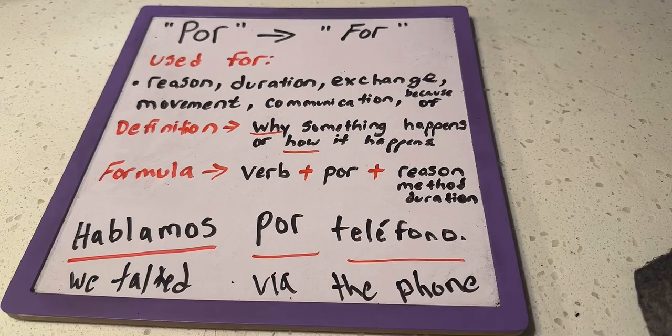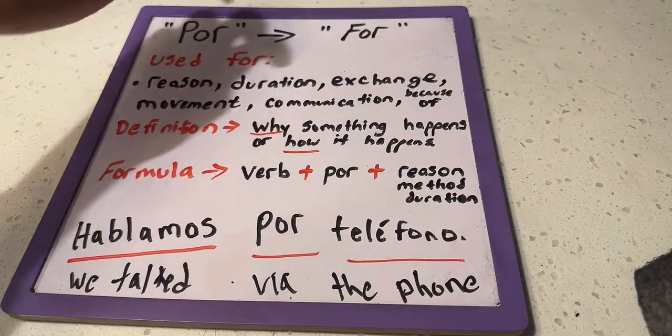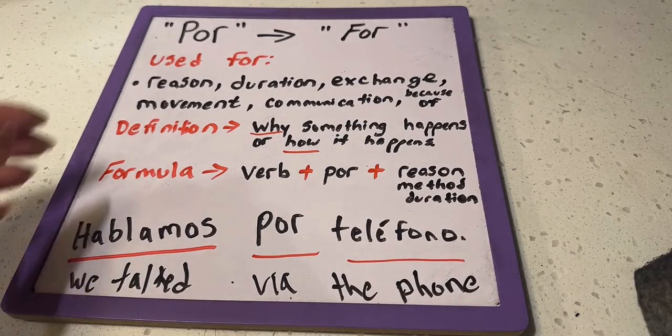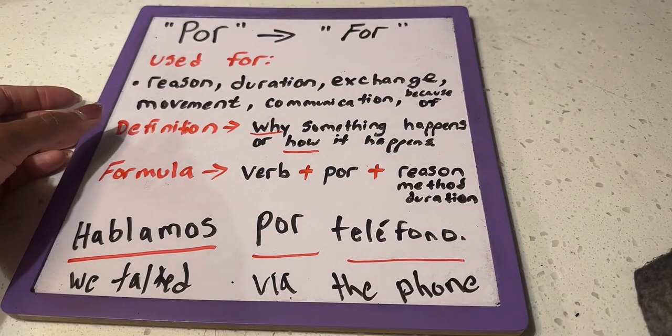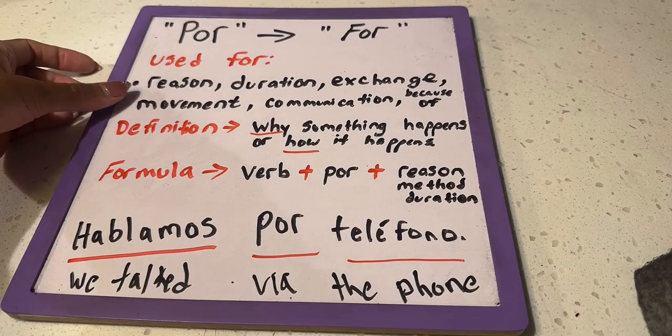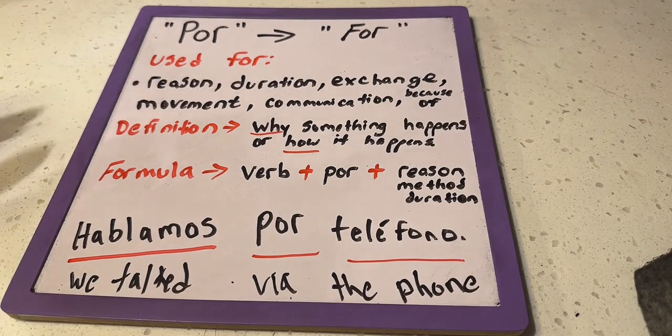Okay? So those are the 1, 2, 3, 4, 5, 6 ways that you would be using por. And just to go over it again, the definition is why something happens or how it happens. It's used for a reason, duration, exchange, movement, communication, or just because of something or somebody. All right. And it gets easier the more you use it. So I would highly suggest writing this down. And it's okay if you came in late or you didn't get a chance to write it all down. I'll put it on YouTube later this evening so that you all can have it to refer back to.